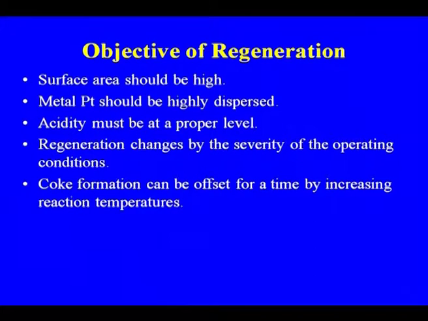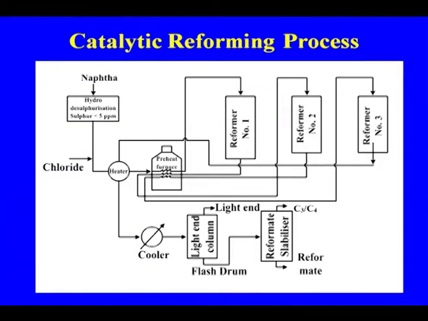Coke formation can be offset for a time by increasing the reaction temperature. This is what I was telling you about the catalytic reforming process. Here the naphtha goes through the pre-treatment section, which has the preheating and the pre-treatment of the naphtha, and then the other units are also there, which we have already discussed. Then the chloride addition is also there; the importance of chloride is there, and excess chloride is also not desirable.